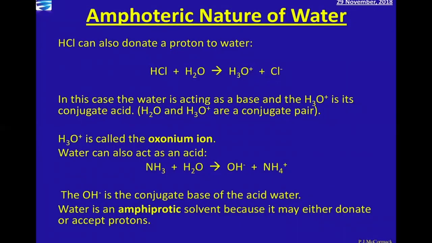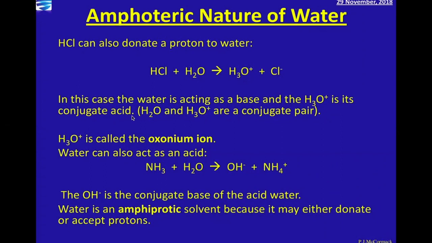Now, amphoteric nature of water. As I told you previously also, which metals are amphoteric in nature? Aluminium and zinc. Which metal oxides are amphoteric in nature? Aluminium oxide and zinc oxide. Which metal hydroxides are amphoteric in nature? Again, you'll have to say aluminium hydroxide and zinc hydroxide. In the same way, water is also amphoteric in nature. So what happens with water? Water can behave as an acid also, and it can behave as a base also.